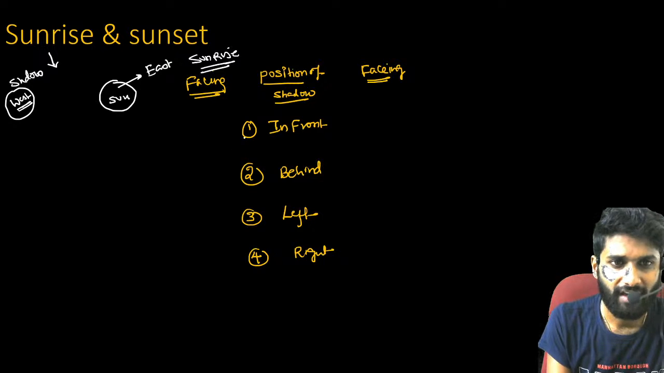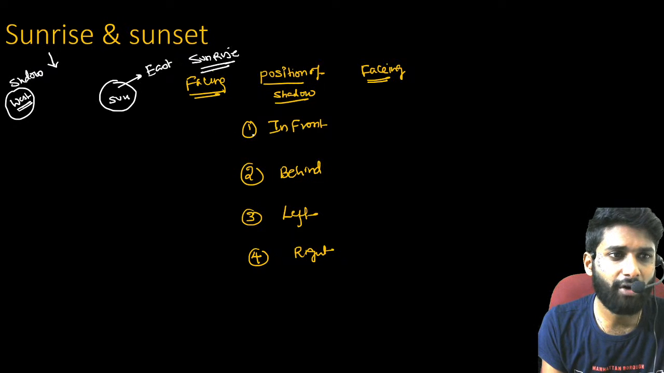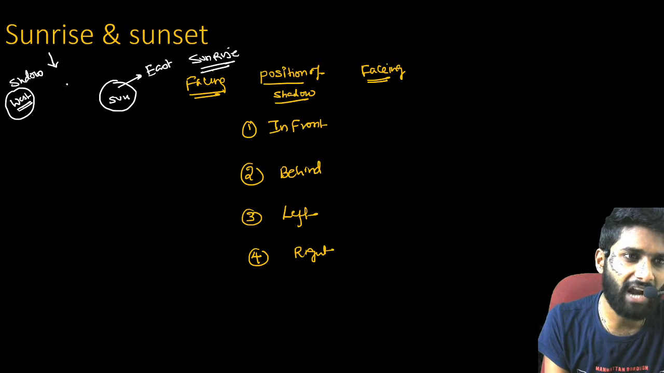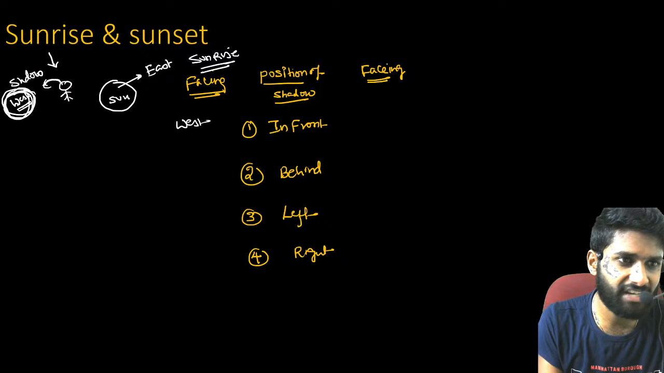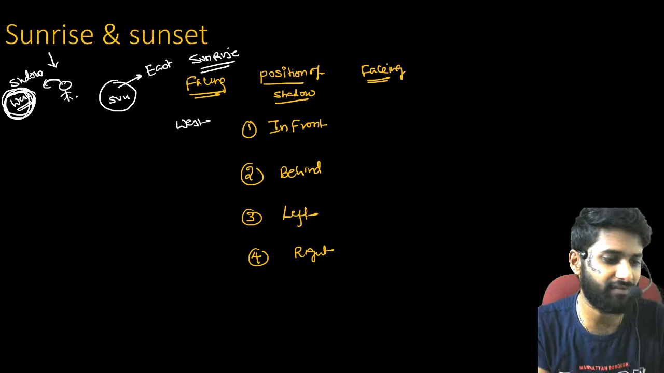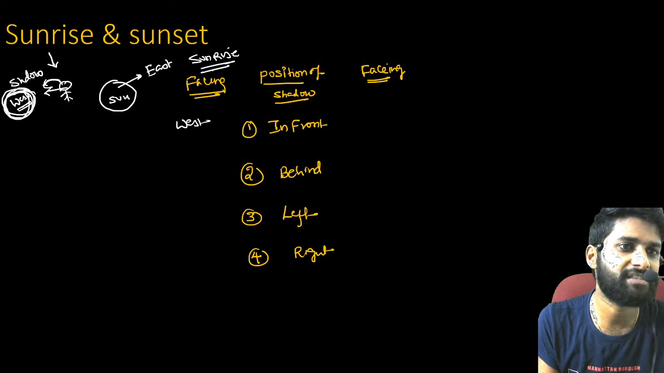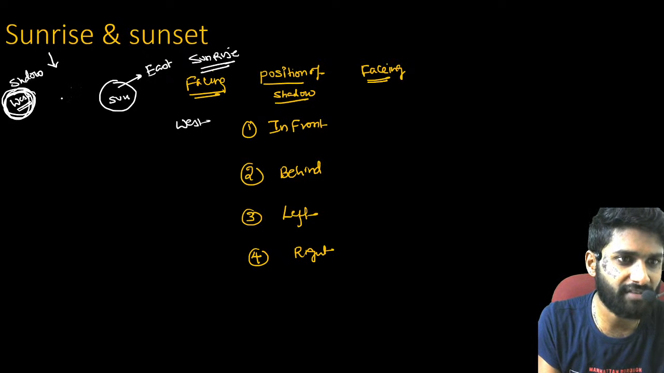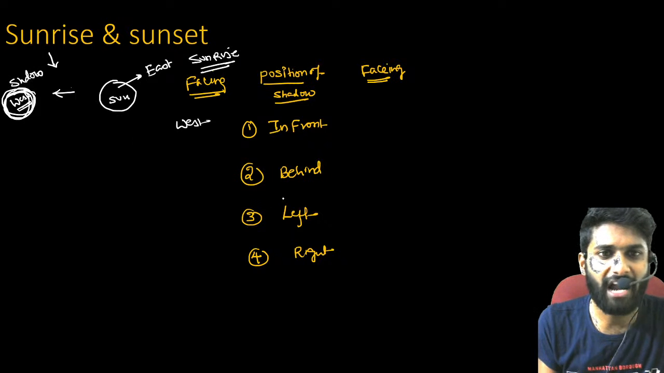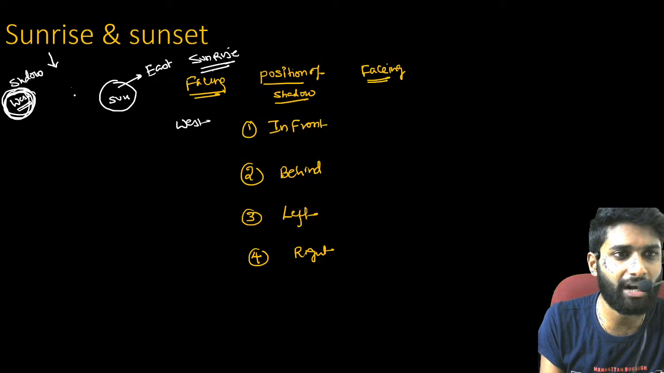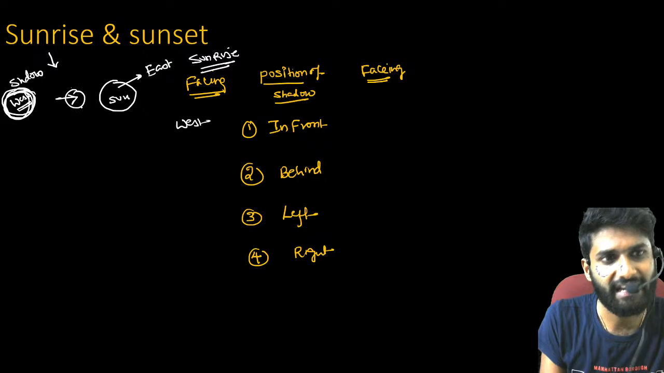Now, what is the first question? We require the shadow in front. For example, this is the person, and we require the shadow in front. Shadow in front means definitely the person is facing west direction. So that is question number one. If the shadow is behind, it means definitely the person is facing east direction.